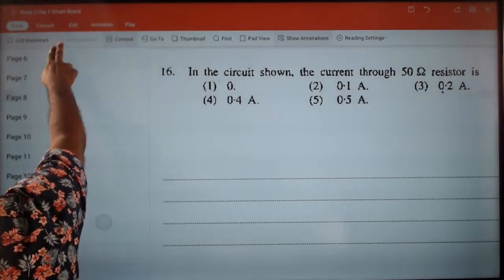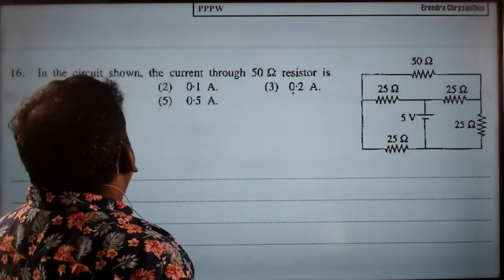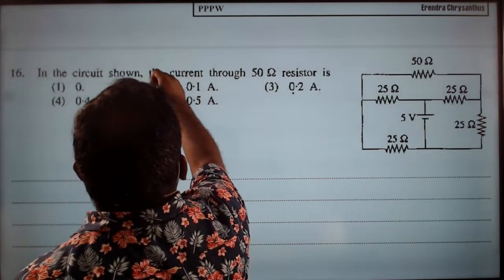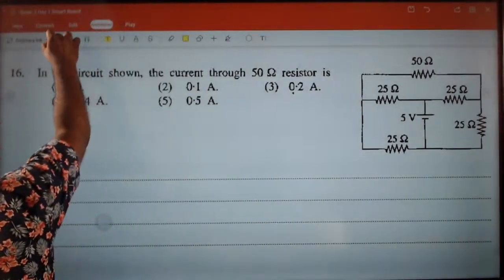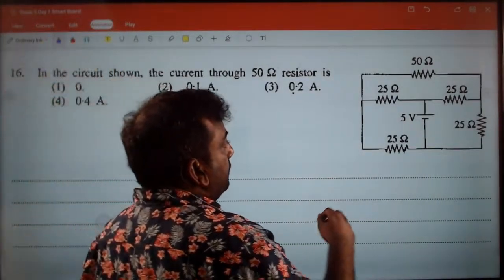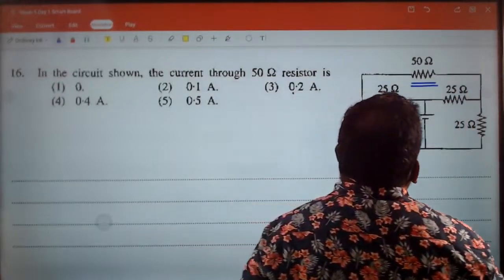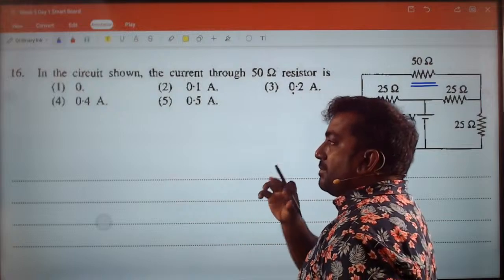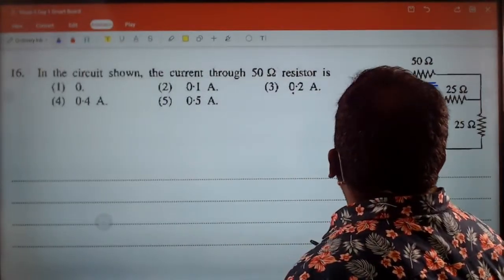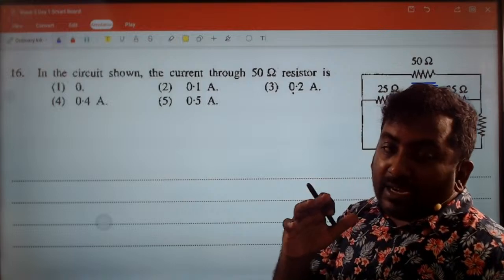Now look. In the circuit shown, the current through the 50 ohm resistor is. 50 ohm is here. Be careful. When you solve this, don't be in a hurry, just think carefully. If you think carefully, you can get a better answer. Some of you are going to apply Kirchhoff at once. Don't apply Kirchhoff at once, think a bit.